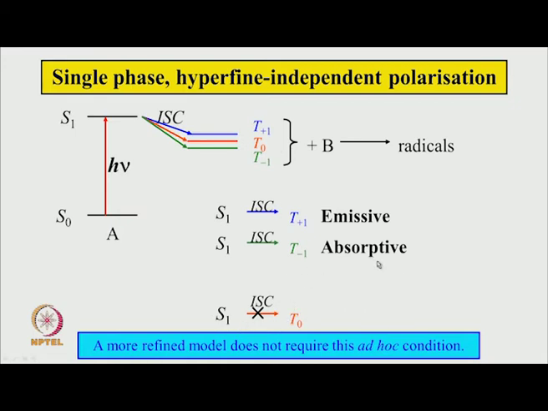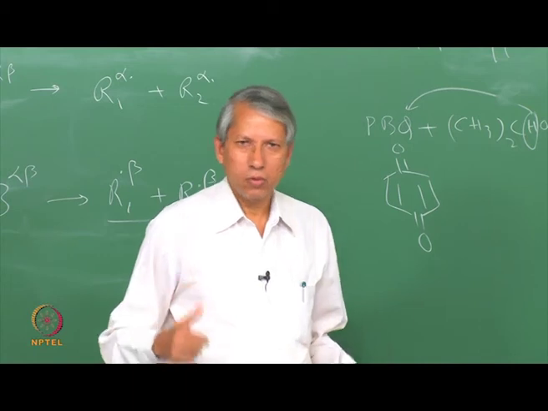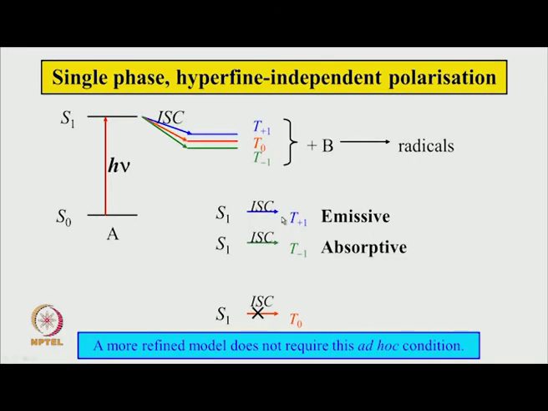Since we are going to understand the whole mechanism in a qualitative fashion, we just state here that S1 to T0 just does not take place, which is not rigorously correct, and a much better model which looks into the detailed intersystem crossing and the polarization in the two molecules will involve a much more refined treatment. Then this ad hoc approximation is not necessary. We will be satisfied with this for now, that we get two types of spectrum, either totally emissive or totally absorptive, and they arise because of this.